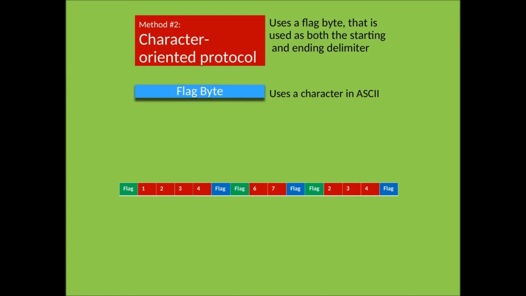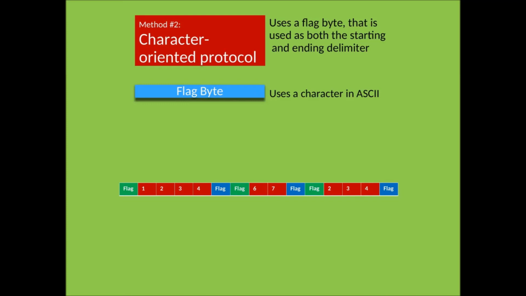Method number 2, character oriented protocol, uses a flag byte that is used as both the starting and ending delimiter. The flag byte uses the character in ASCII form, and ASCII stands for American Standard Code for Information Interchange. Dear students, over here you can see a stream of frames or bytes. This is frame 1, frame 2 and frame 3, and flags are used at the start and end of transmission.